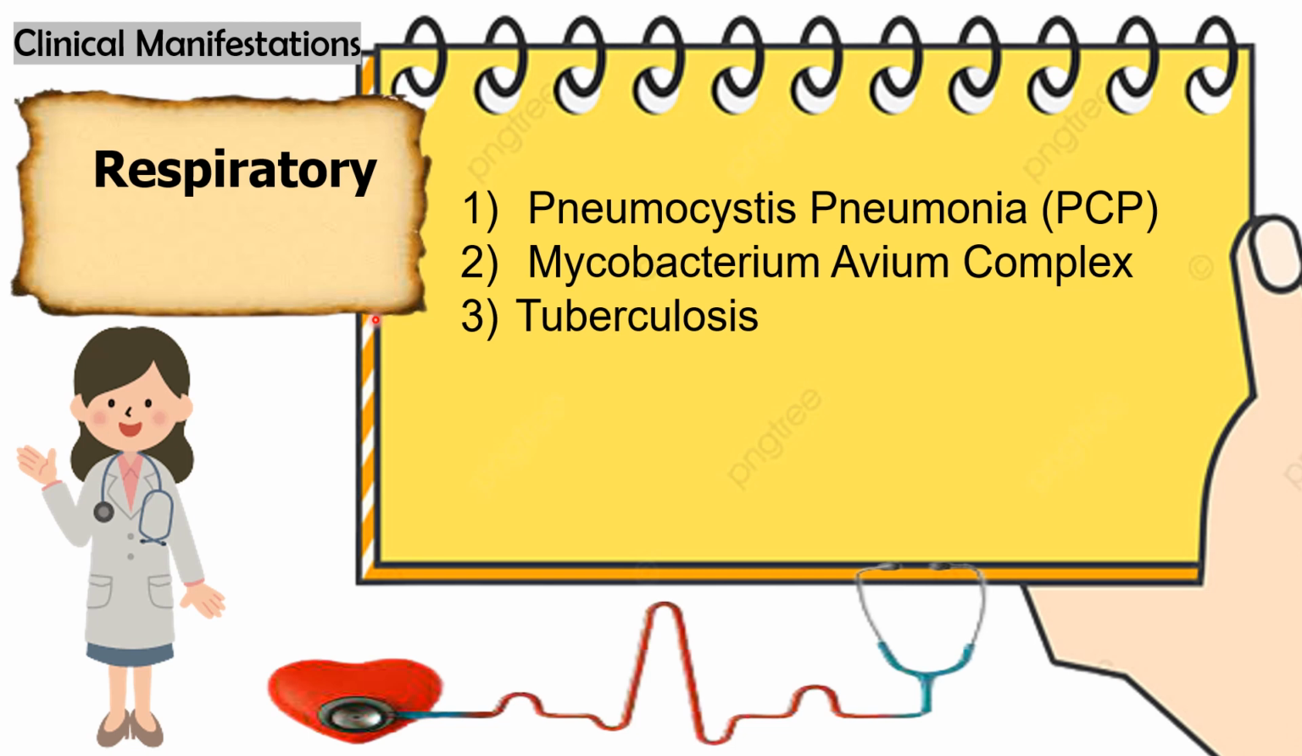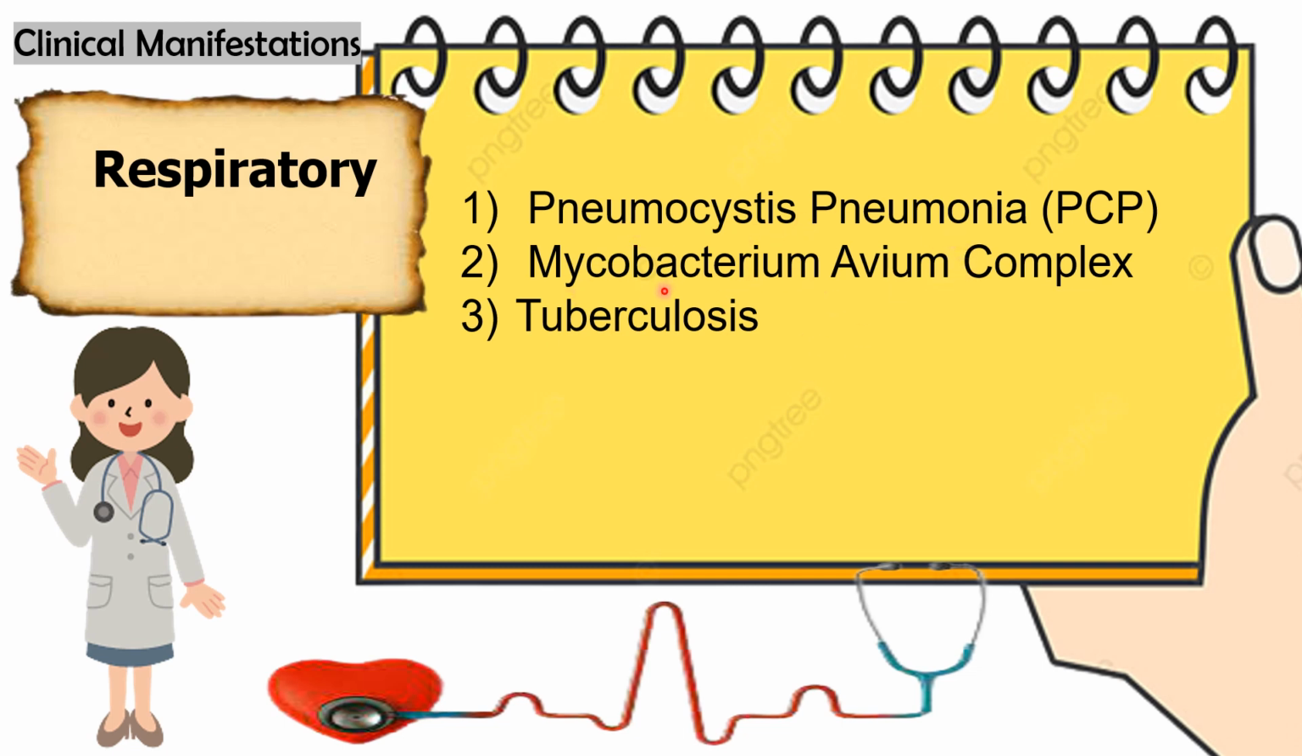So for the clinical manifestations in the respiratory system, the patient may have pneumocystis pneumonia or PCP, which is caused by Pneumocystis jirovecii, or formerly known as P. carinii. So subacute onset of progressive dyspnea, fever, non-productive cough, and chest discomfort that worsens within days to weeks may be experienced by the patients with pneumocystis pneumonia.